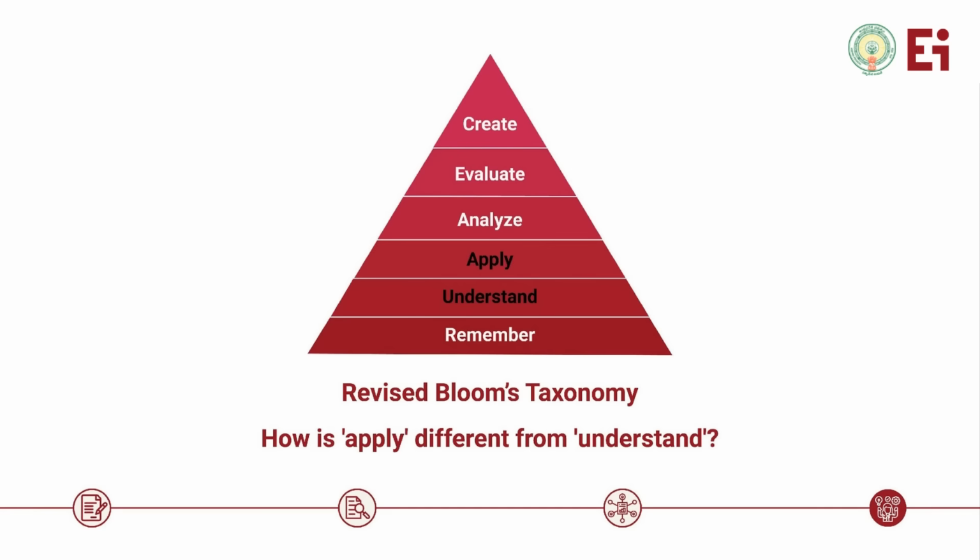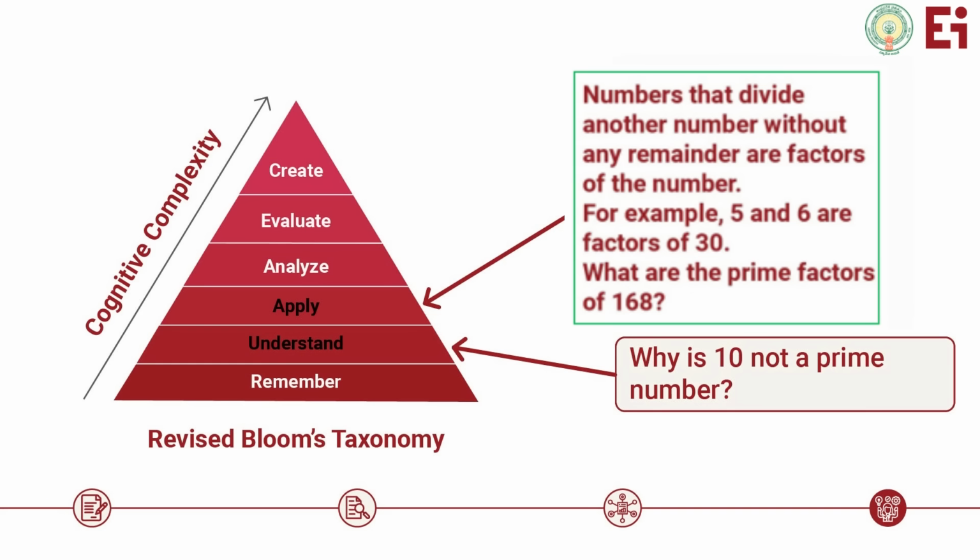Let us go one level above understand in the taxonomy, that is, apply. How is apply different from understand? Let us compare the understand level question with the question above it. The apply question not only needs remembering and understanding what a prime number is, but goes beyond and asks to apply the understanding in a new context. You can see how the complexity of the cognitive process is increasing as we go up the pyramid in the taxonomy.